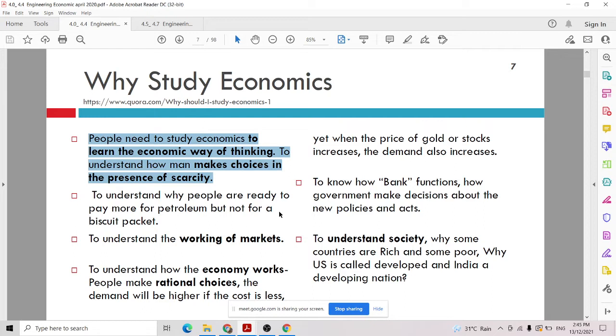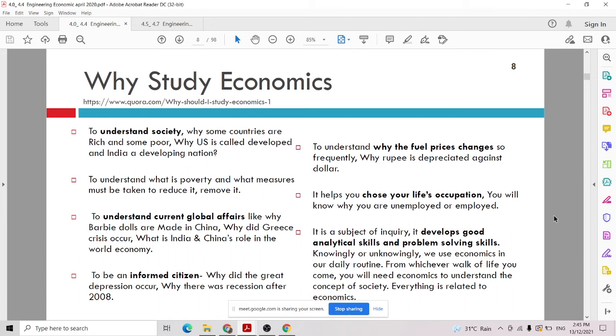Okay, and then you need to know what the market is, what rational choices are, how you choose, and what demand is. We will talk about it later. And then to understand society: why we need the richest person and why the poor still exist. Okay, that is the economic point of view, to understand why we have a rich society and also a poor society. So basically, that is economics.